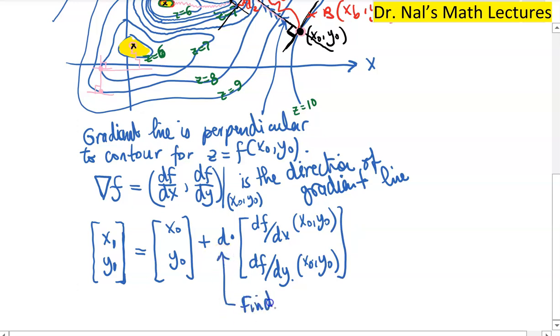Find the optimal walk, such that the function z equals f of x, y will be minimized.